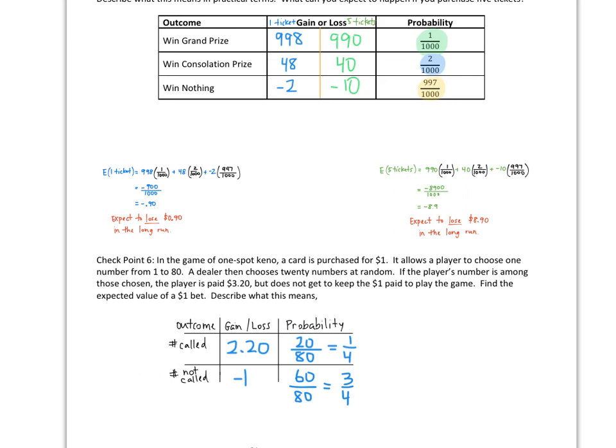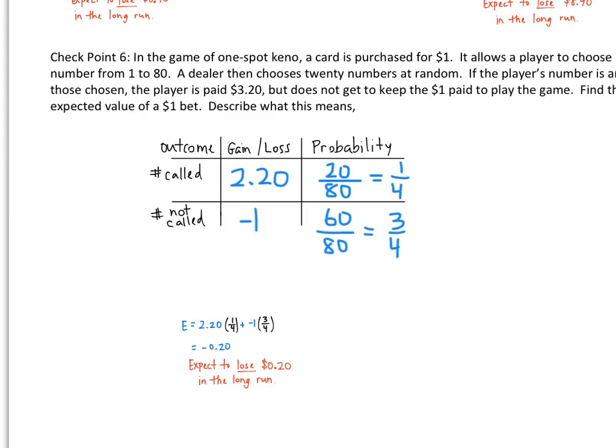All right, utilize this. Now go ahead and set up your expected value and tell me what it means in the long run. Okay, I got -0.20. So after you set everything up, double check it, multiply through. So what does this mean? In the long run, if I keep playing One Spot Keno, I'm expected to lose 20 cents. Not too bad, but still not in my favor.